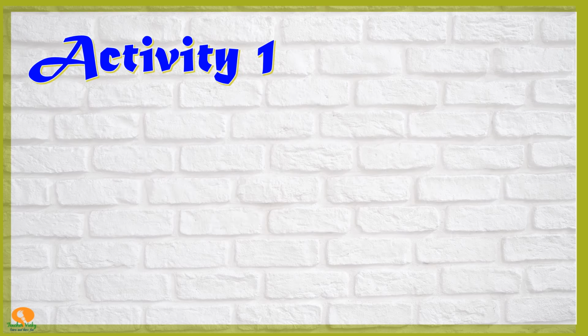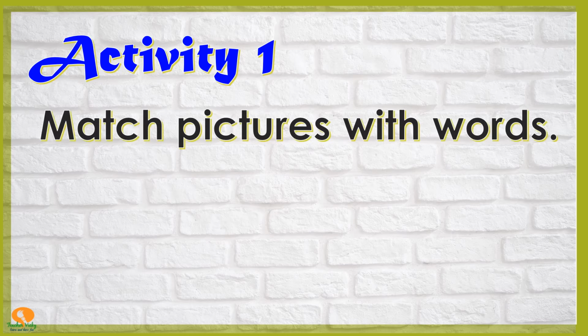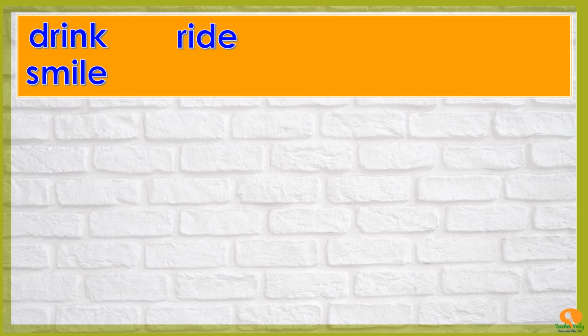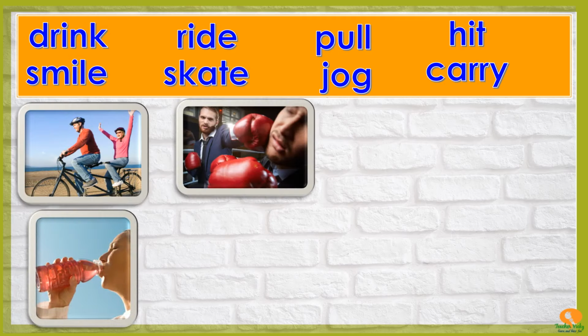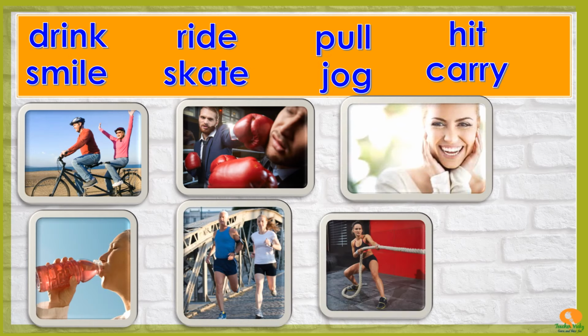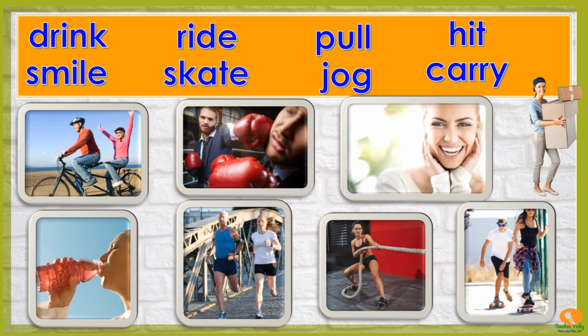Now, since you know already the action words, here's your first activity. Match pictures with words. Here are the words. Let's read it together. Drink, smile, ride, skate, pull, jog, hit, and carry. And here are the pictures. Now, we're going to match the word to the pictures.